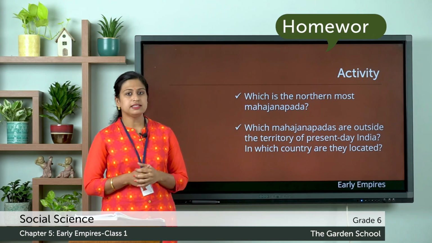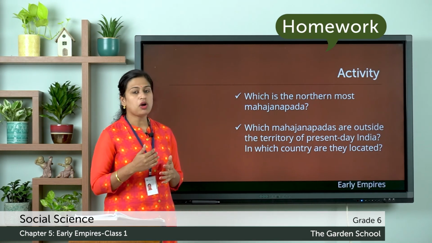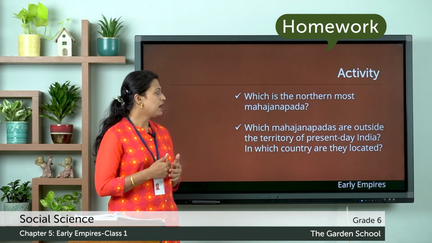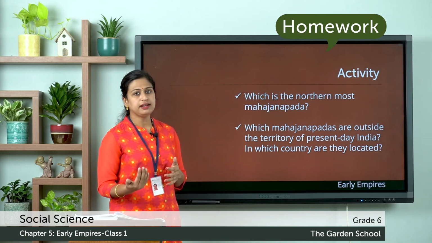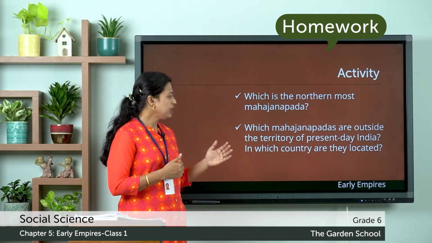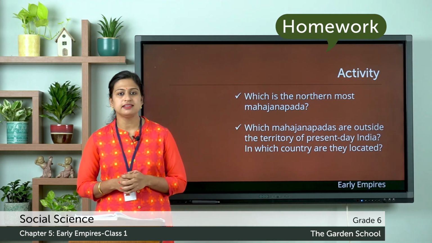Now, here you can see you have an activity. The first question is, which is the northernmost Mahajanapada? The second one is, which Mahajanapadas are outside the territory of present day India, and also in which country are they located? So, you have to write this answer and submit in Teams.